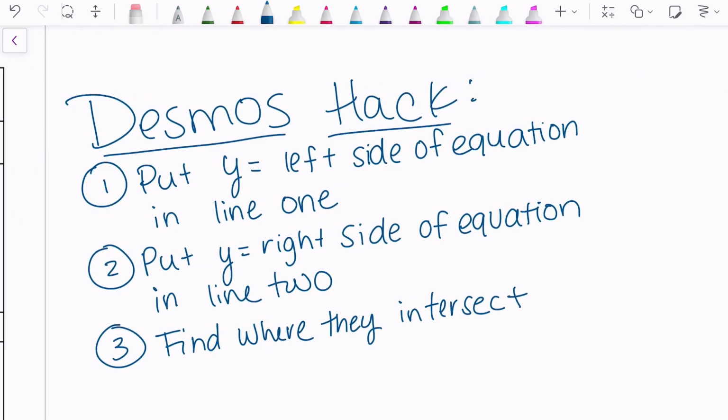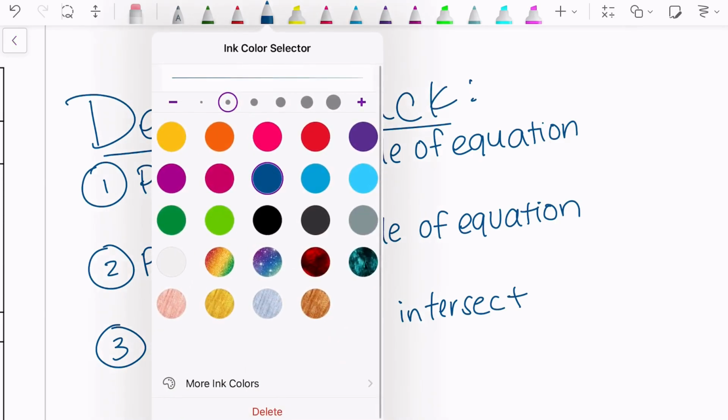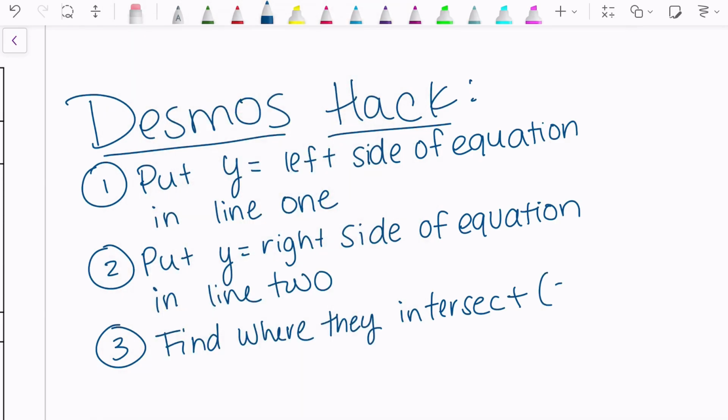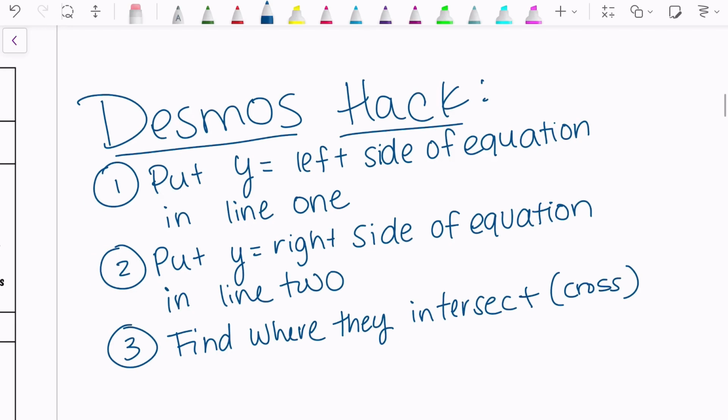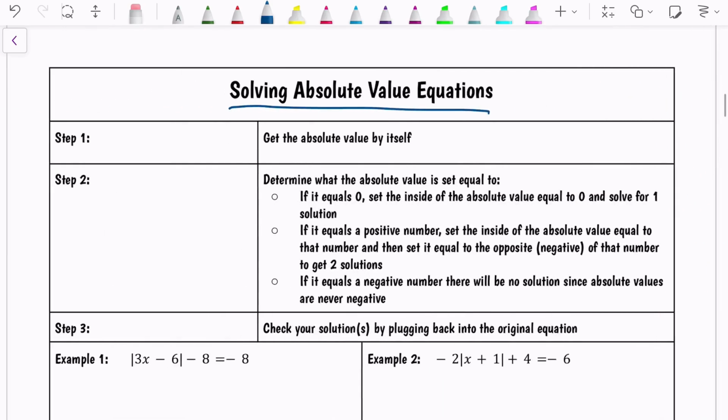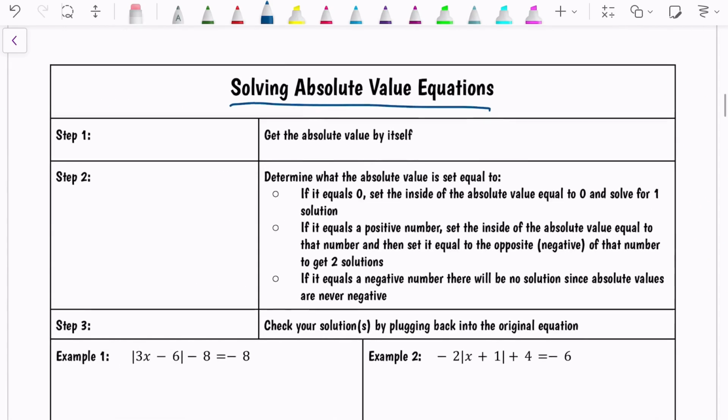You're going to want to put y equals the left side of the equation in line 1. You're going to want to put y equals the right side of the equation in line 2. And then you're going to want to find where they intersect, which means cross. And you're going to want to use the x value. All right, now, specifically today, I'm going to be showing you how to do this with an absolute value equation.